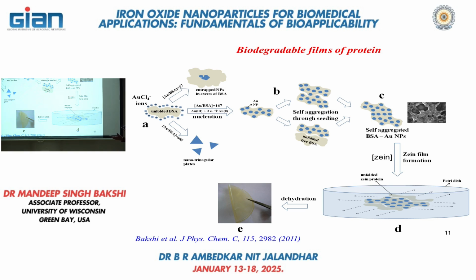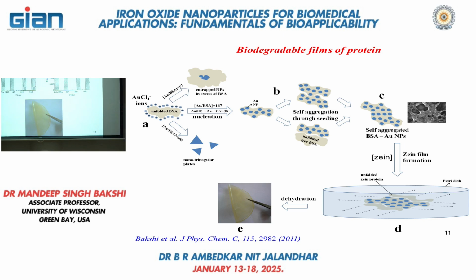Once you have created the aggregated assemblies of BSA and gold nanoparticle to produce a big sheet of biodegradable film, we add the zein because zein is much cheaper. We add the zein over here, and in this way we create a sheet. You see this? This is the sheet, and it is shown in the folded state by forceps, right? Now this is made up of proteins only, but along with the proteins you have the gold nanoparticle, which helps to maintain the strength and the flexibility.